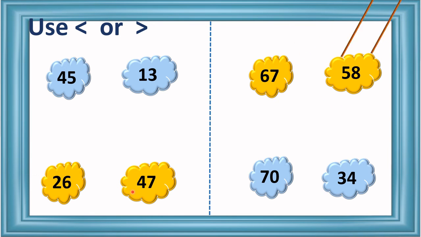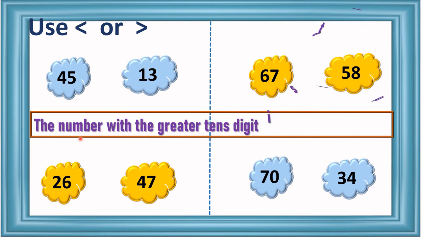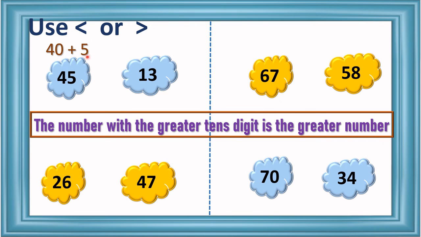Dear children, there is one rule or formula. Let us read it. The number with the greater tens digit is the greater number. Yes, here the greater tens digit is 4 and here 1. We will try to bifurcate this 45. We can write 45 like this: 40 plus 5. 13 is 10 plus 3. Now you know that here there are 4 tens, here 1 ten. Correct? So this is bigger, right?